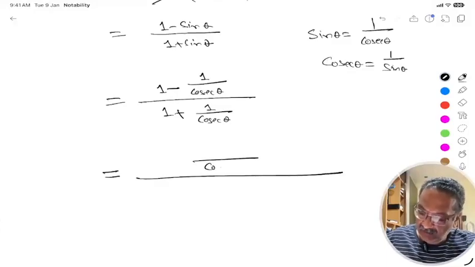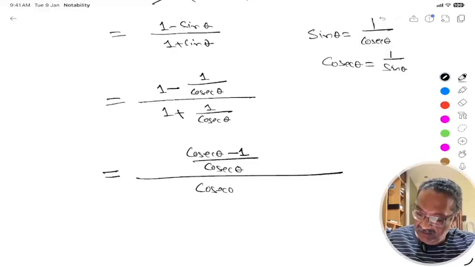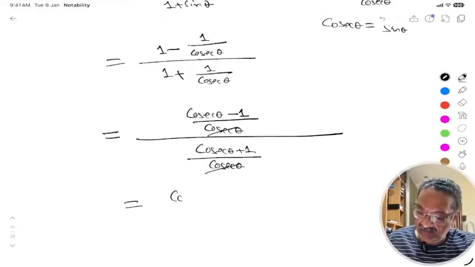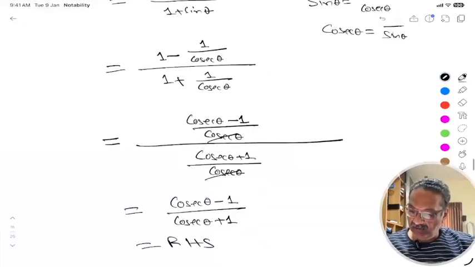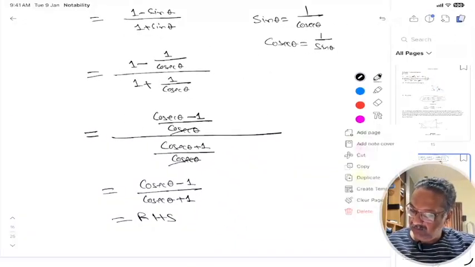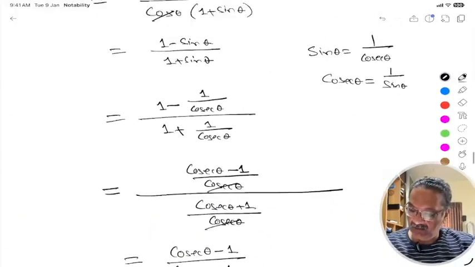So I will take cosecant theta as LCM in the numerator and denominator. This becomes cosecant theta minus 1, and this becomes cosecant theta plus 1, divided by cosecant theta. This and this get cancelled. So I am left with cosecant theta minus 1 divided by cosecant theta plus 1, which is equal to RHS. Okay, so we have proved this. Alright, so now we will take up the OR part also.